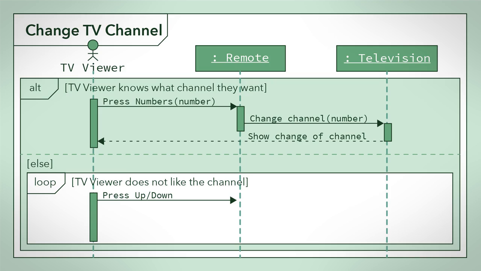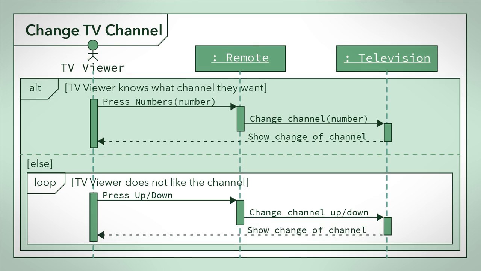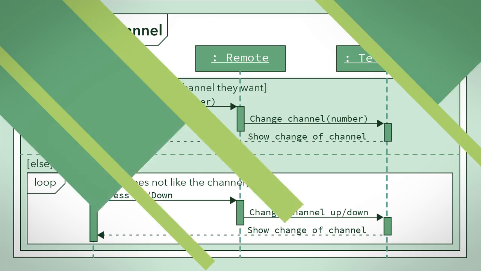The TV viewer is going to press the up or down arrow on the remote to browse through the channels. This sends a message to the remote. The remote will then send a message to the TV with this action. Just like in the initial sequence, the TV changes the channel and displays that to the TV viewer. The final sequence diagram looks like this.